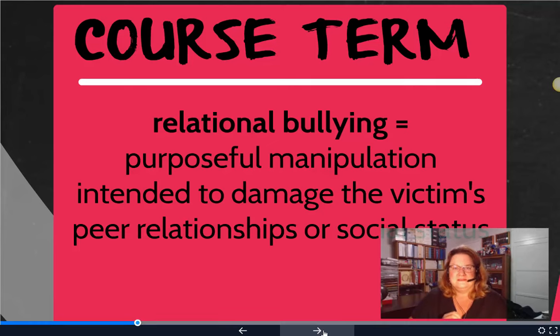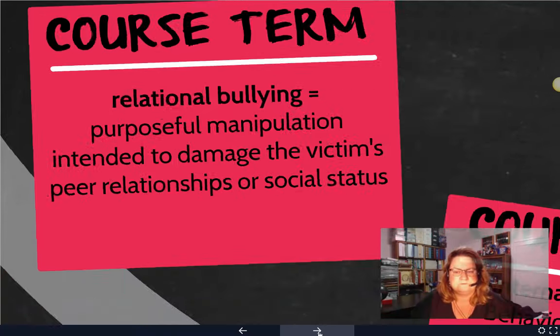Relational. Now, it's the thing that more girls tend to do than boys. Boys tend to be a little bit more physical, but relational has to do with a relationship. I remember when I was in school a million years ago, somebody wrote a letter and then signed your name on it that said, whatever, Sarah, she has boogers hanging out her nose. But relational bullying is that relationship situation. It's trying to make somebody look bad. So make sure you know that term as well.